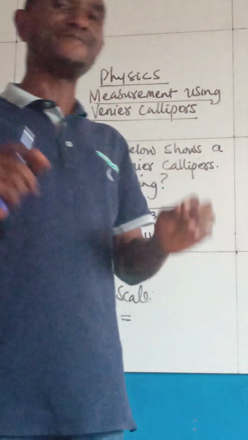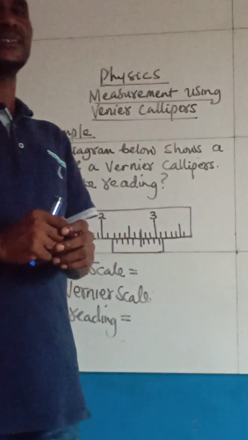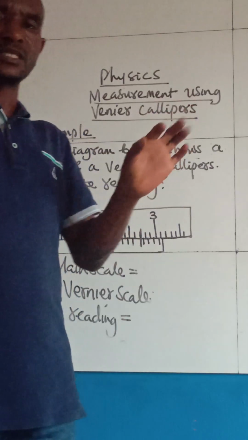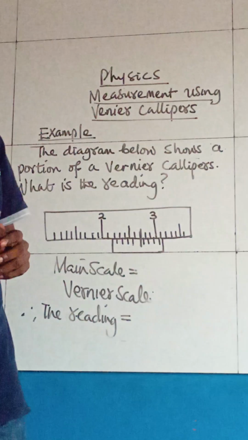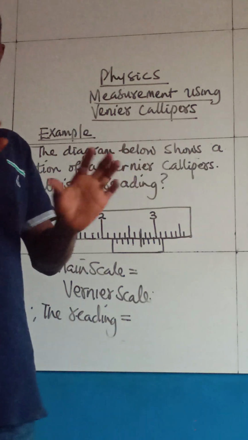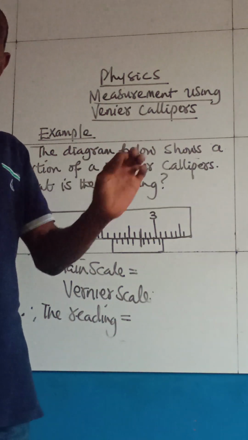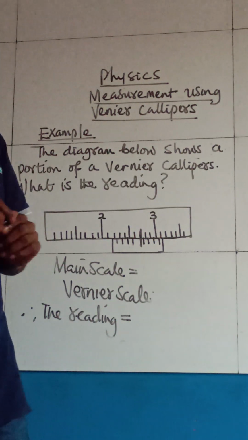One thing you must bear in mind is that a vernier caliper has two scales. We have what we call the main scale and the vernier scale. You read the main scale and read the vernier scale, then add them together. That will give you the reading. The problem is how do you read the main scale and how do you read the vernier scale?